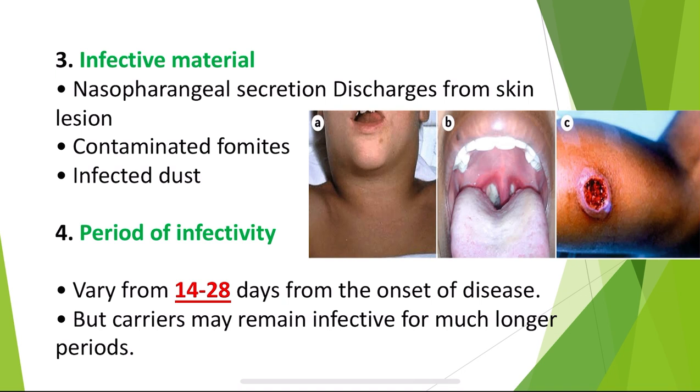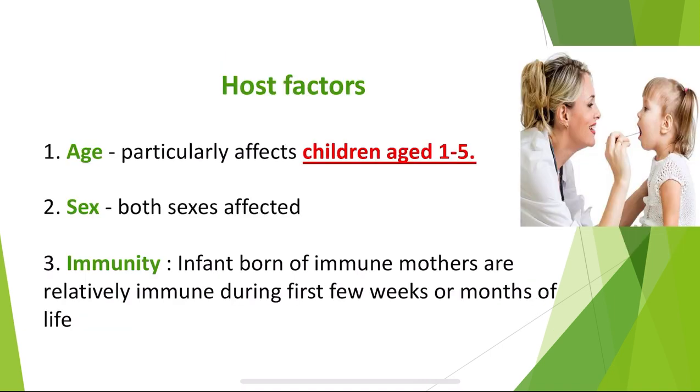The period of infectivity varies from 14 to 28 days from the onset of disease, but the carriers may remain infective for a much longer period. The infectivity just ranges from 14 to 28 days. From the onset of the disease, the person can be infective for up to 14 to 28 days, whereas the carriers remain infective for a much longer period.